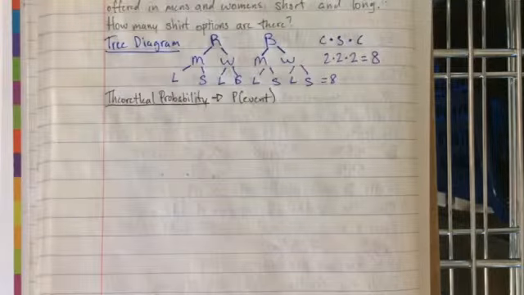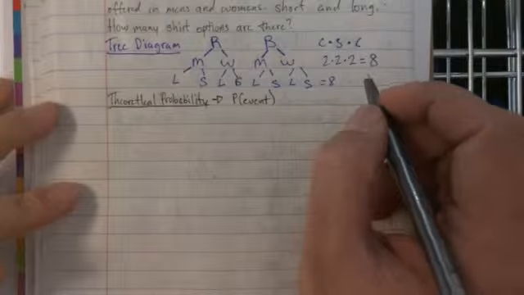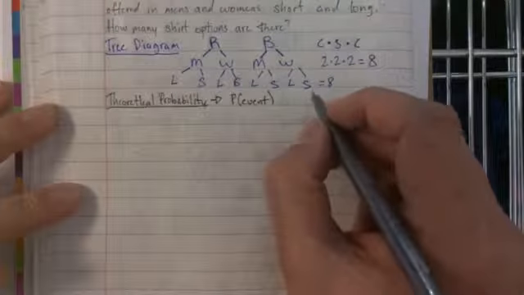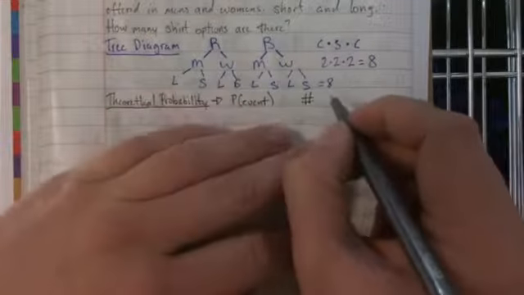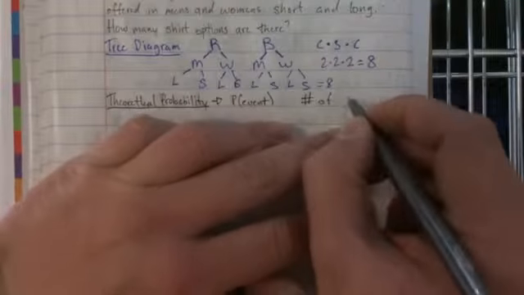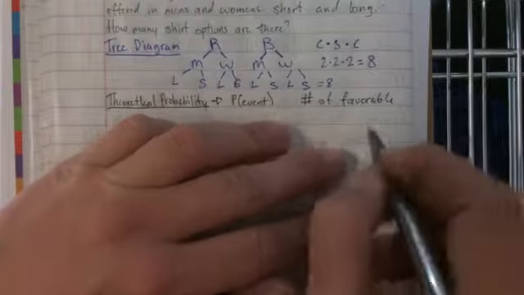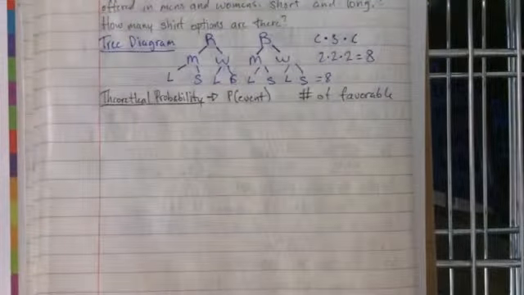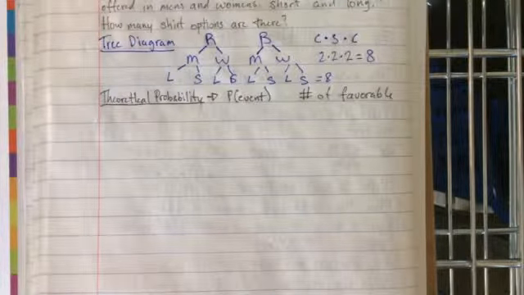So when we see this, we're going to make a fraction or a ratio. And on the numerator, we're going to have the number of favorable outcomes. So on top, we're going to have number of favorable, so the number of options that the problem is asking if it will happen or not.